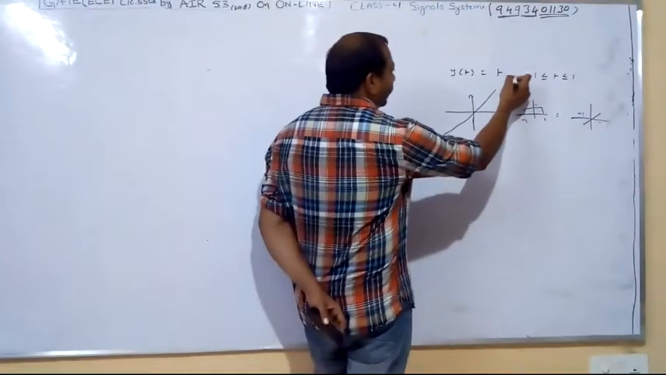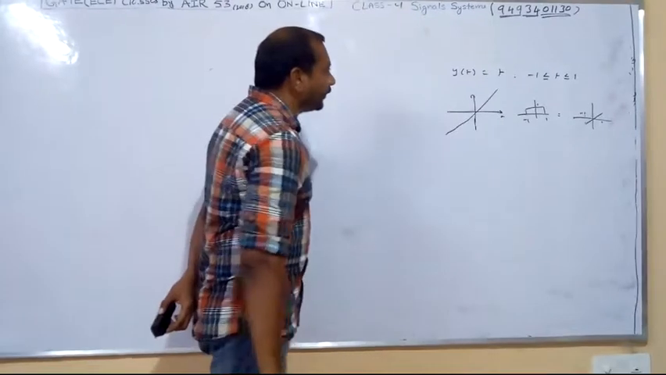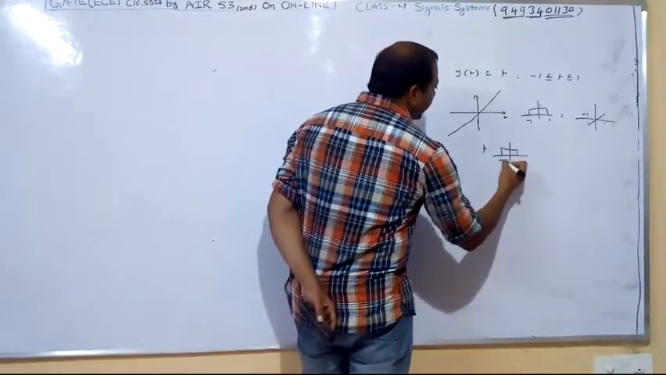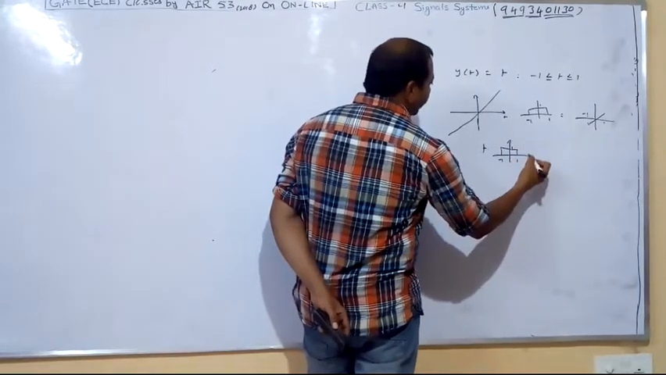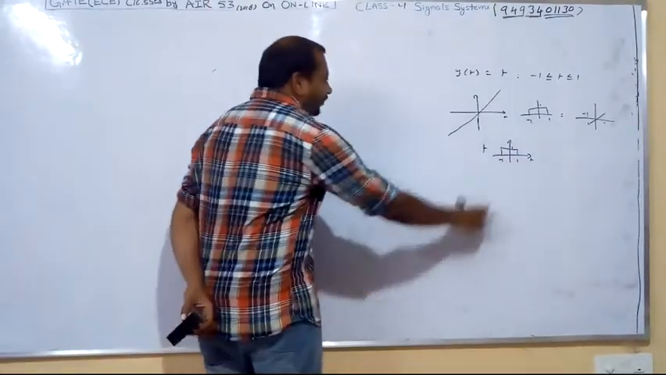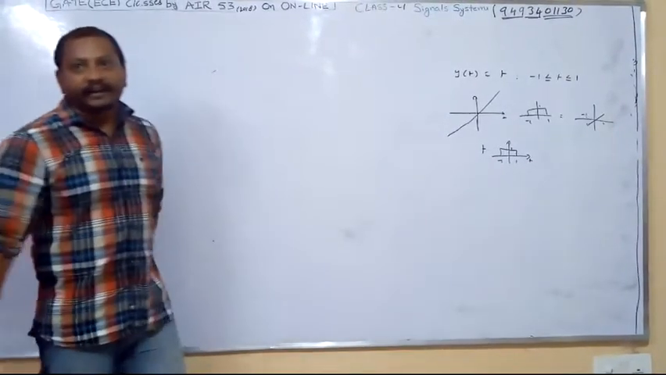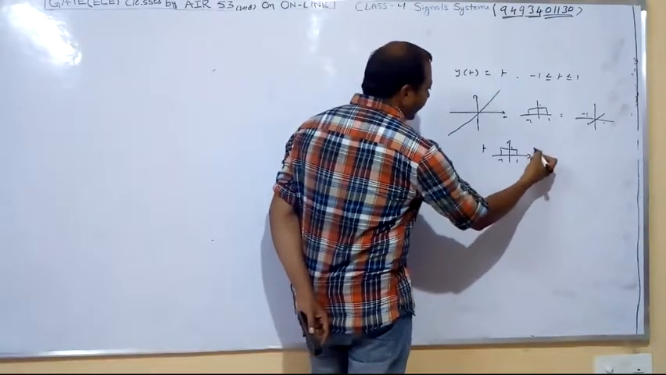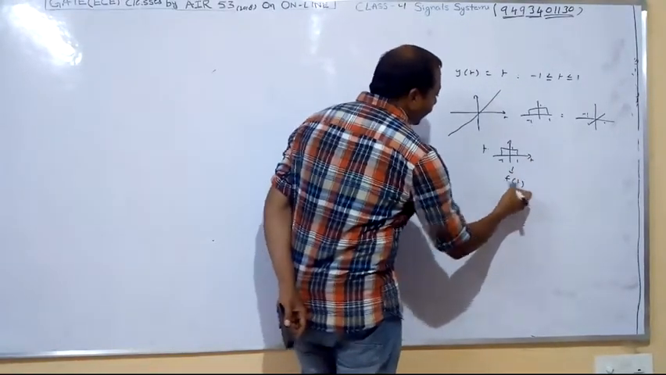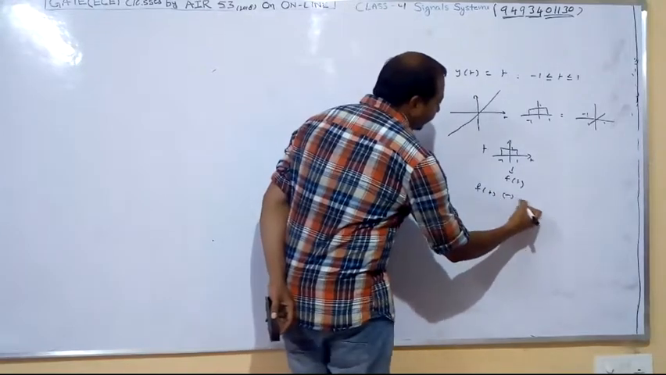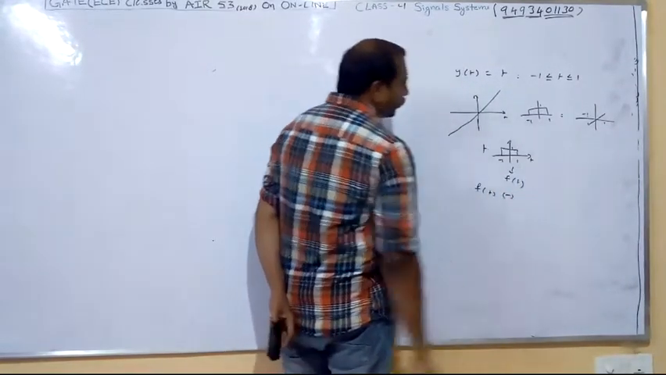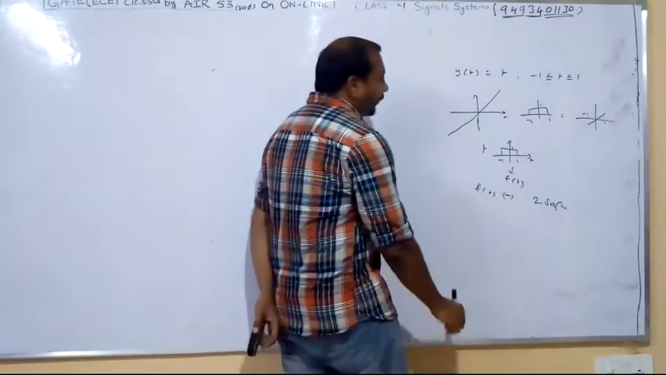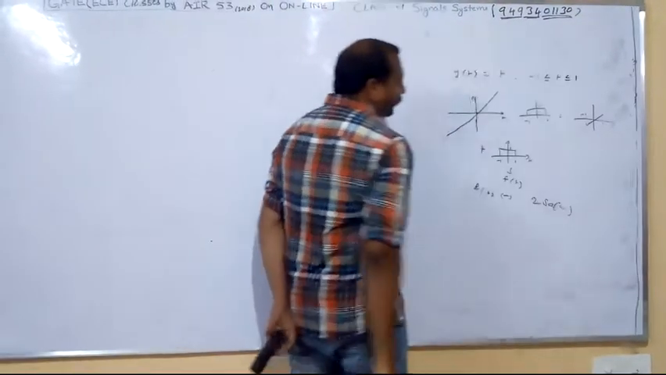So inherently, they ask you to calculate the Fourier transform of the given signal y of t. It is your standard rectangular pulse only, whose Fourier transform is known. I am treating this as f of t. For f of t, the corresponding Fourier transform is equal to the area, which is 2 into sampling of omega into width by 2. Width by 2 is equal to 1, so this is equal to 2 into sampling of omega.